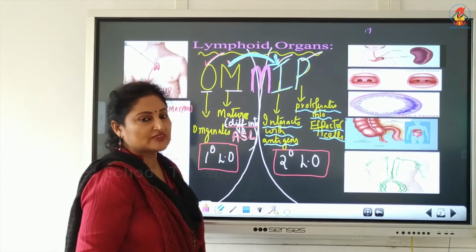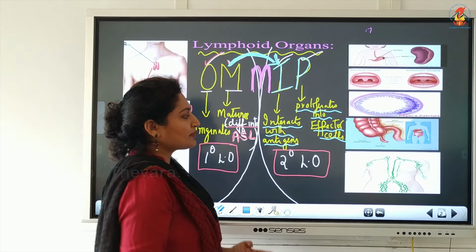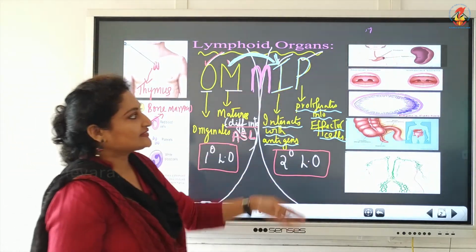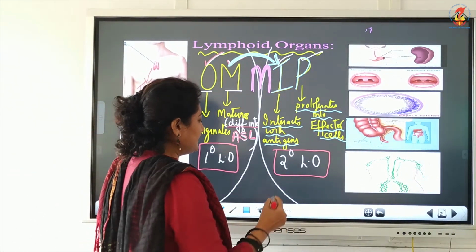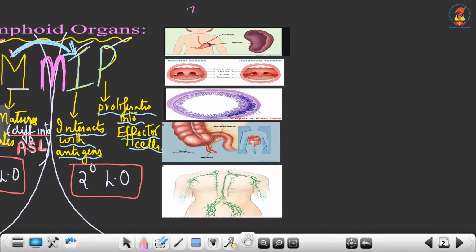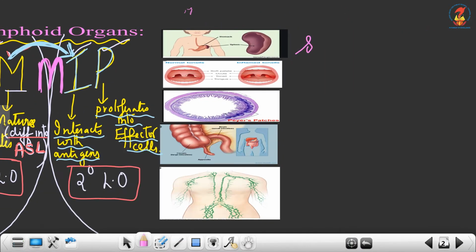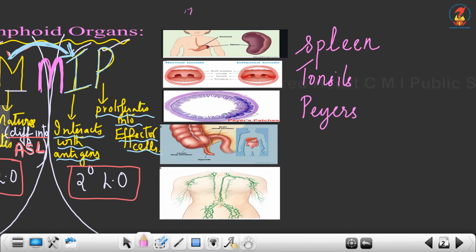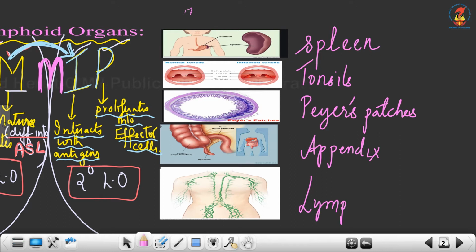Now, examples for secondary lymphoid organs. There are a number of examples. The 5 examples listed in our text are spleen, tonsils, Peyer's patches, appendix, and last the lymph nodes.